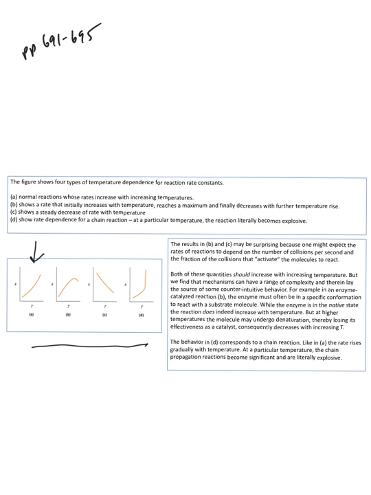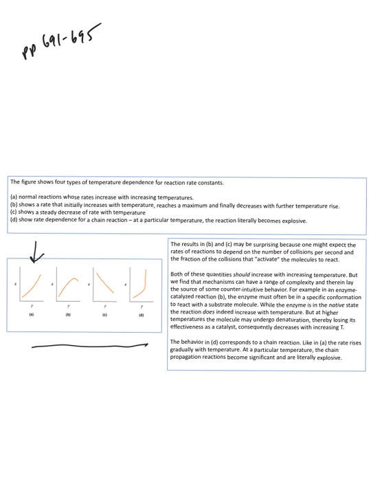But there are some unusual cases that are illustrated here. Here you see in B a rate increasing with temperature, reaching a maximum, and then decreasing with further temperature rise. In C, it shows a steady decrease of rate with temperature, and in D, you see what goes on in a chain reaction. You have kind of the normal exponential increase, but then all of a sudden, a reaction literally becomes explosive when it goes just off the charts.